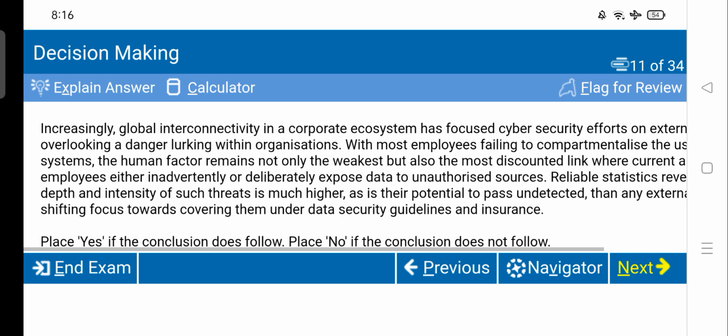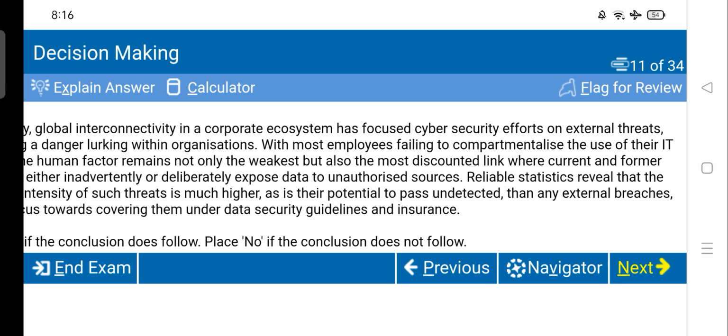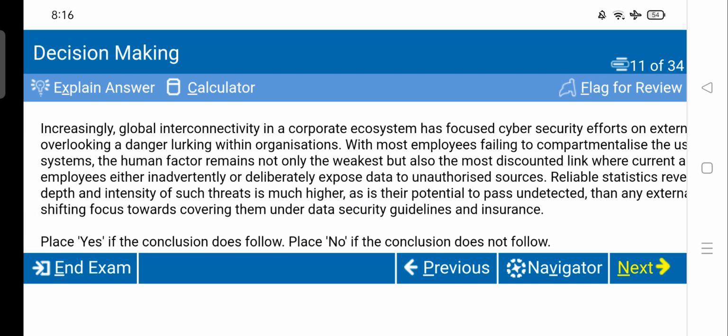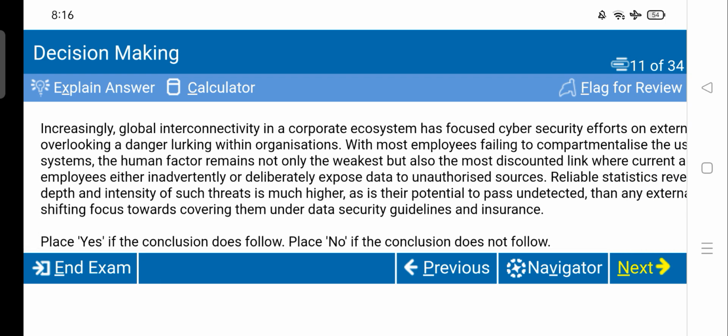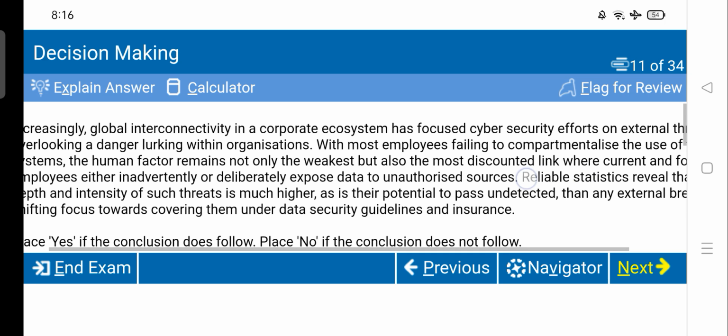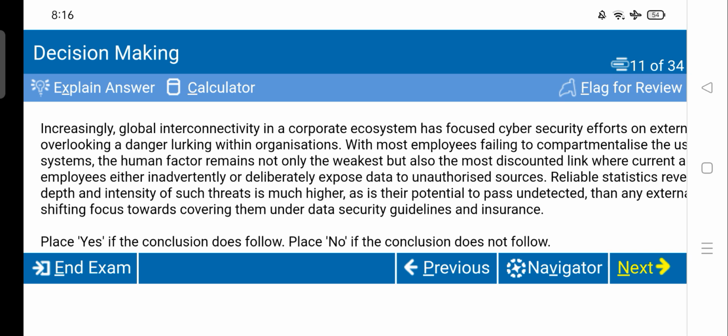So next question we have: increasingly global interconnectivity in a corporate ecosystem has focused cybersecurity efforts on external threats, overlooking a danger lurking within organizations, with most employees failing to compartmentalize the use of their IT systems. The human factor remains not only the weakest but also the most discounted link, where current and former employees either inadvertently or deliberately expose data to unauthorized sources.